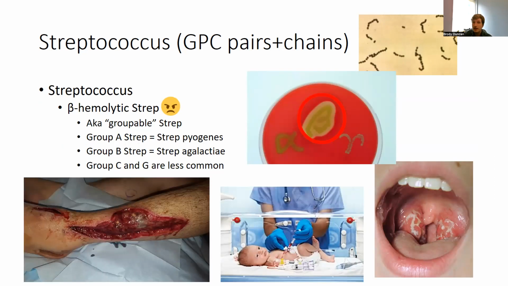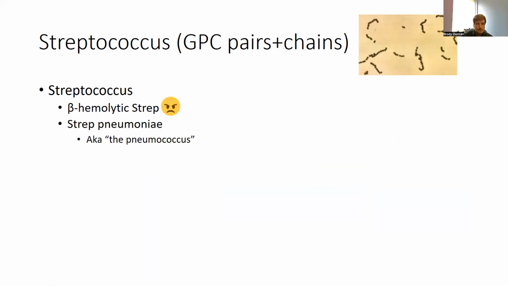So to go back and have our little summary slide for beta hemolytic strep, we have our picture of beta hemolysis, and that should be your trigger to remember beta hemolytic strep are nasty. They destroy cells, whether it's in the skin and muscle or in a newborn baby, or even a mild sort of throat infection.